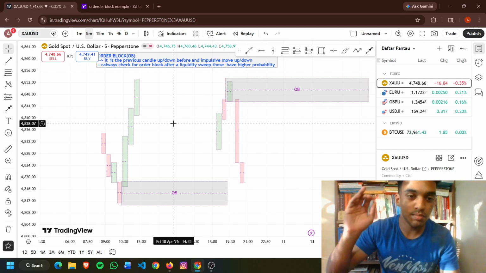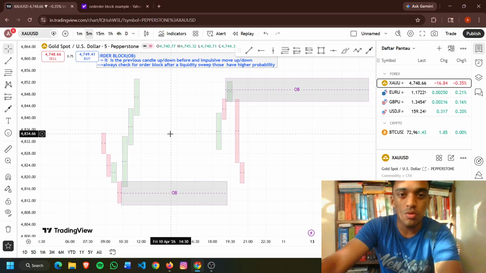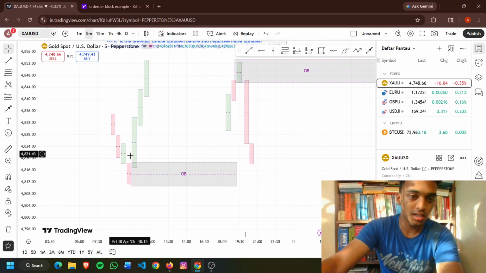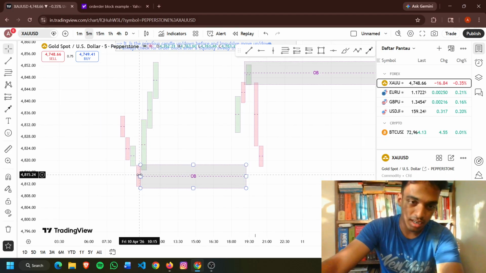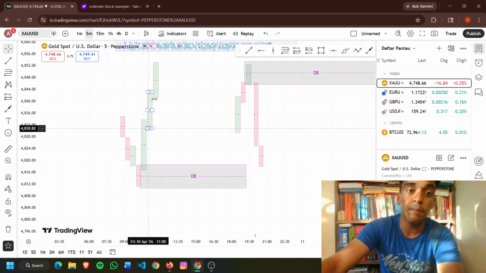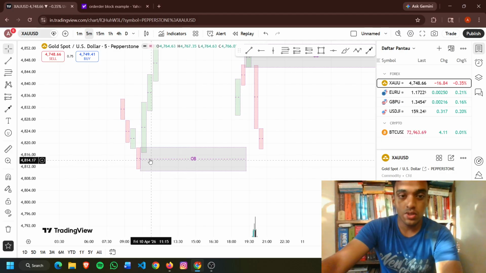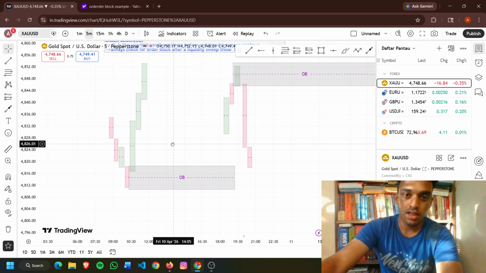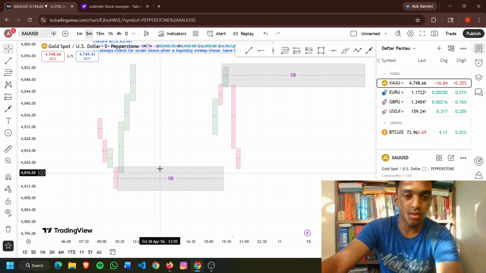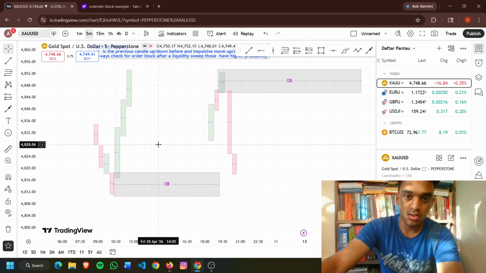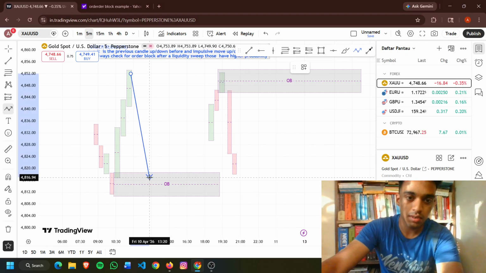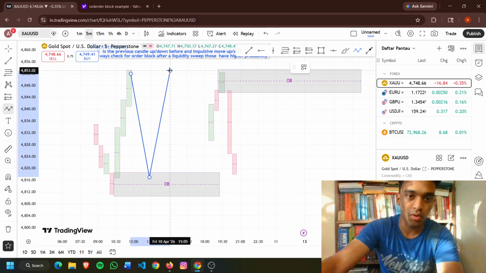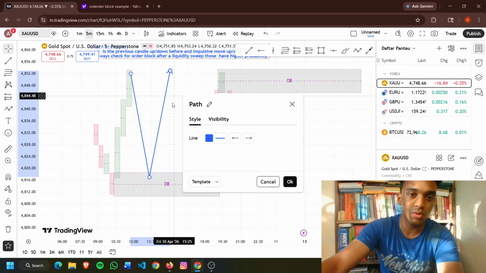It is basically the previous up or down move before an impulsive move. See, this was a downtrending market, right? I just marked it out like that. The previous candle just before an impulsive uptrending move is called an order block. In a similar way, this is called a bullish order block. Usually what it will do is it will come down, boom, tap inside the order block, and then move up. So it is like a retracement tool which you can use.